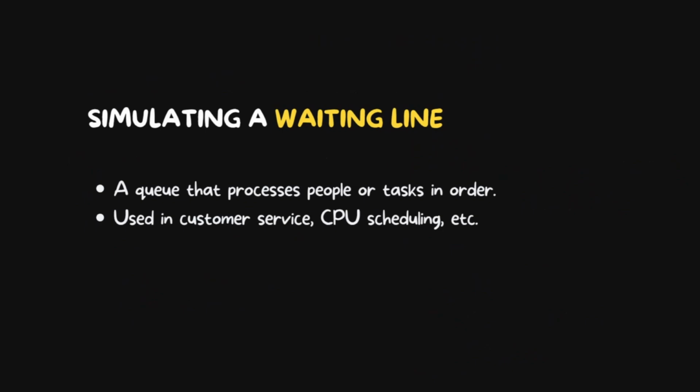Waiting lines are real-world examples of queues. Think of a bank queue, customer support system, or fast food counter. Everyone gets served in FIFO order. Let's simulate a basic waiting line using Python.